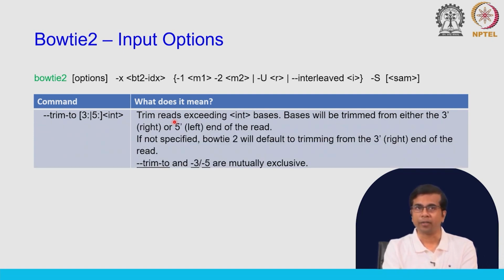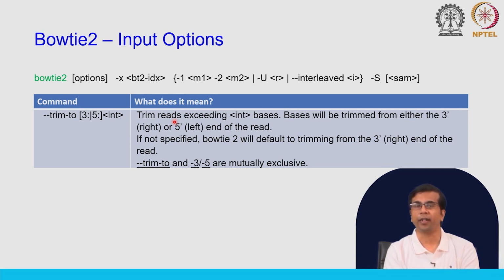Then you also have another option, --trim-to, with 3 prime or 5 prime followed by an integer number. What it does is trim reads exceeding a certain number of bases. Bases can be trimmed from either the 3 prime end or the 5 prime end, but not from both, so you have to mention which side you want. By default, if you do not specify, Bowtie2 will trim from the 3 prime end on the right side. So, again this is a different option.